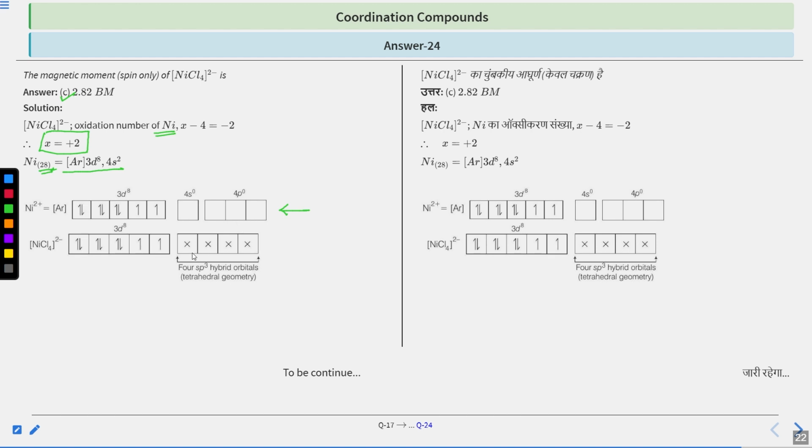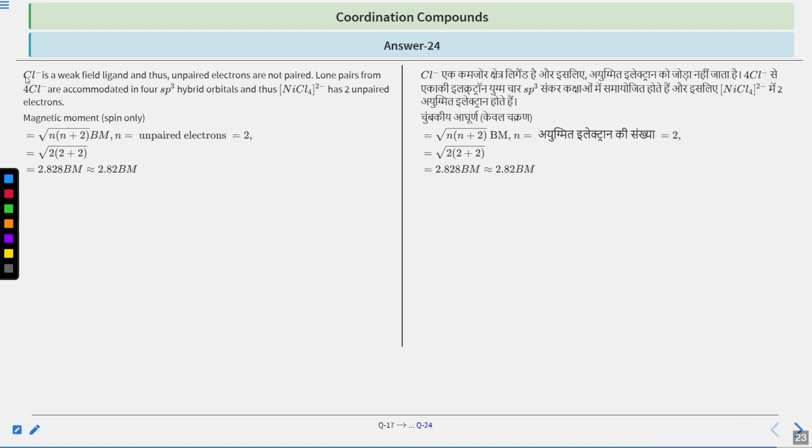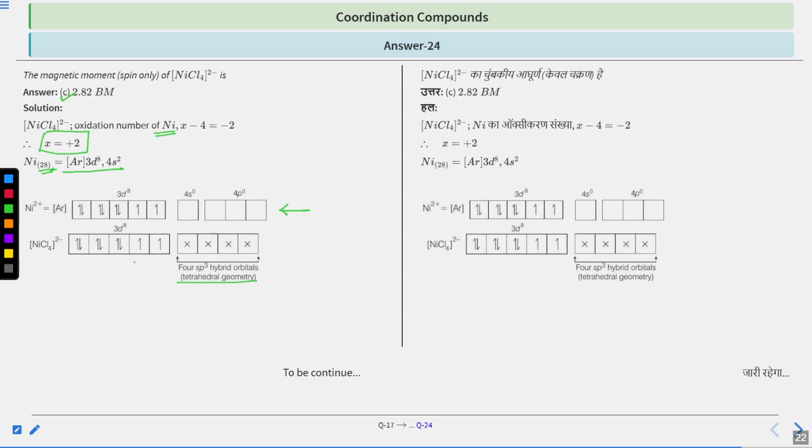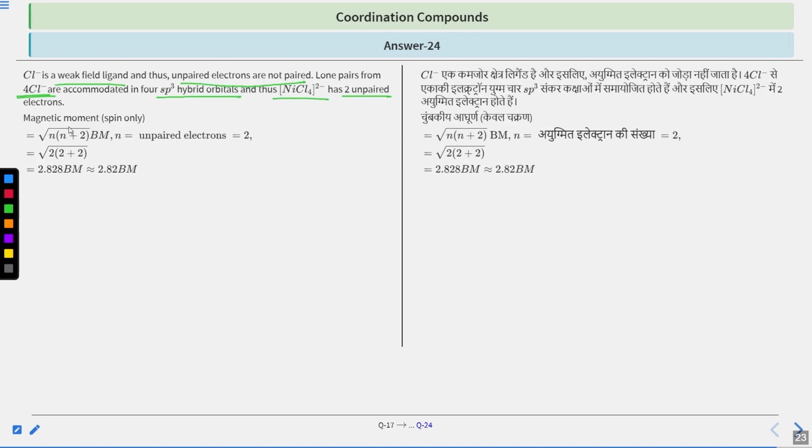With 3d8 4s0 4p0, that means we have only 4 orbitals in which we can fill the electrons of chlorine. So we have 4 sp3 hybrid orbitals, that is tetrahedral geometry. Okay, and chloride is a weak field ligand, thus unpaired electrons are not paired, they remain unpaired, and lone pairs from the 4 Cl negative are accommodated in 4 sp3 hybrid orbitals, and thus NiCl4 2 negative has 2 unpaired electrons. As you can see here, it has 2 unpaired electrons, so n will become 2.